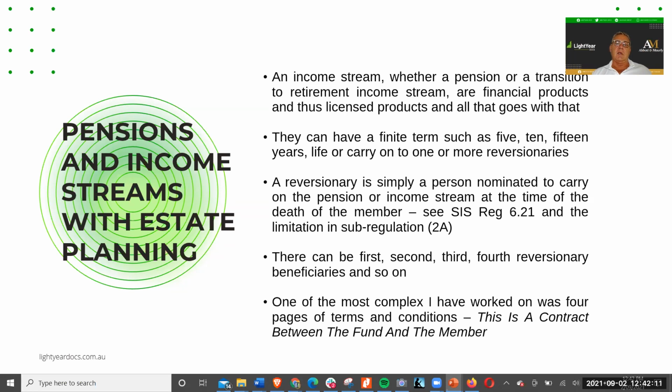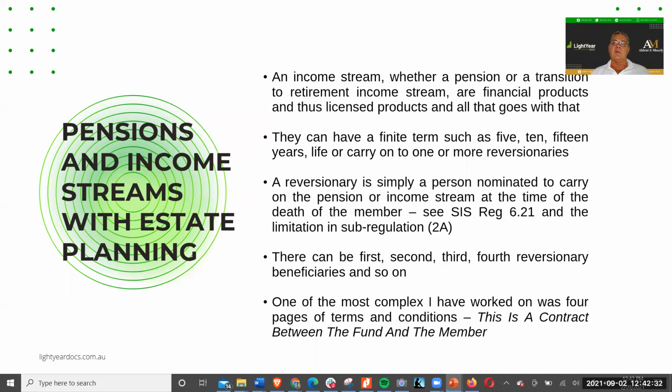And there's quite a significant ruling from the Commissioner of Taxation on that. If you do a cessation, then there's a commutation. If you do a full commutation, and a commutation is converting, remember we go from lump sum to income stream. To go from income stream back to lump sum is called a commutation.